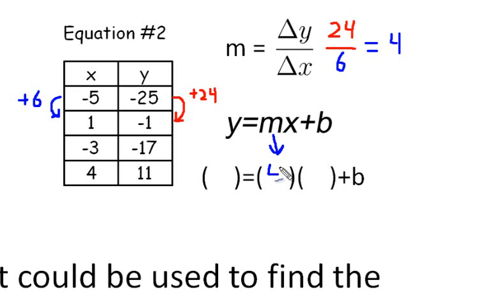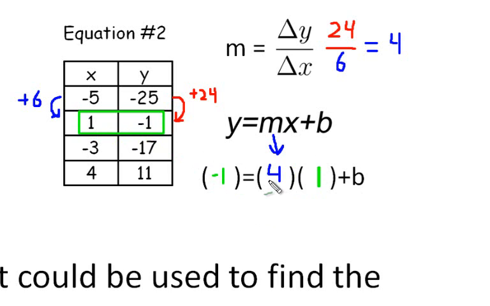Another way we've done this is just using the equation y equals mx plus b. If I know m and I know a point x and y, I just need to solve for b. So I just found my slope was 4, my rate of change was 4. So now I'm going to plug in a point, and I'm actually going to plug in this point right here just because it's smaller numbers, it's easier to deal with. So I'm going to use this for my x. So my x is 1 and my y is -1.